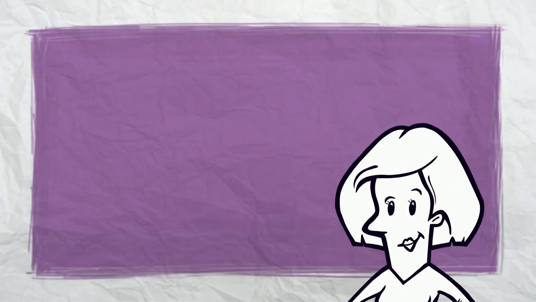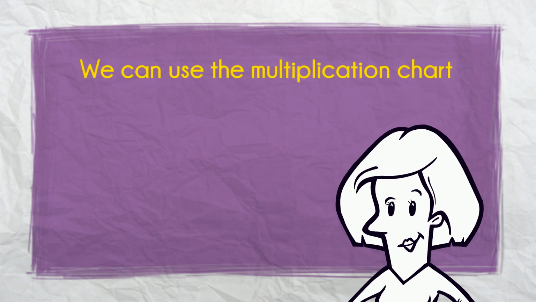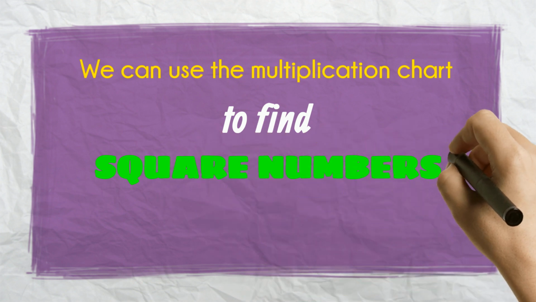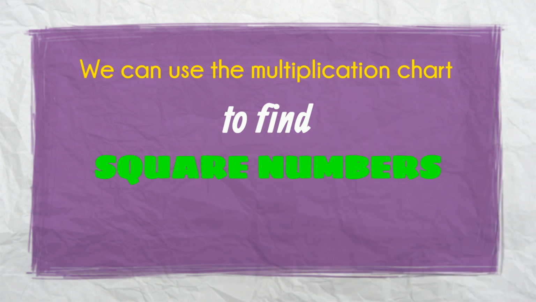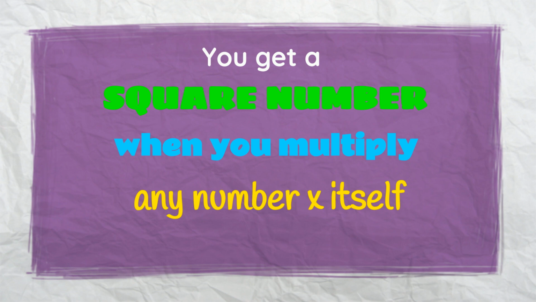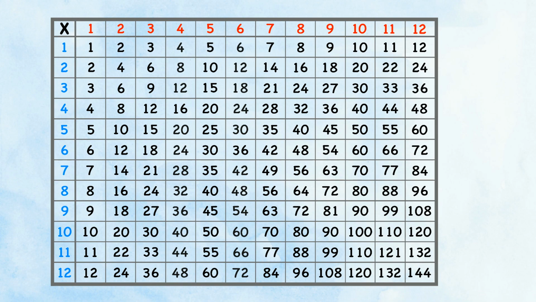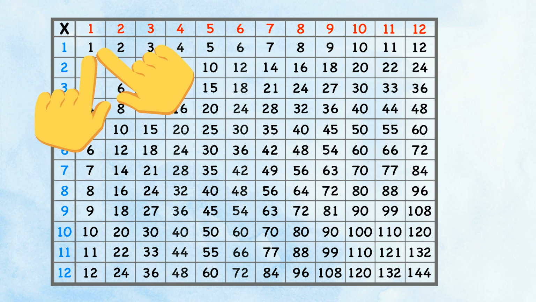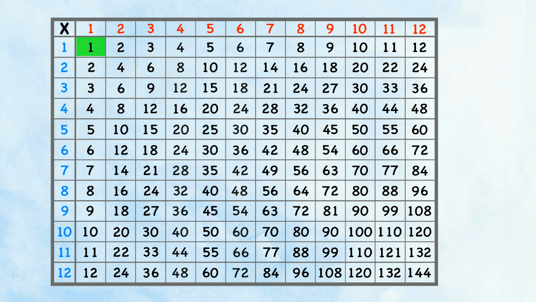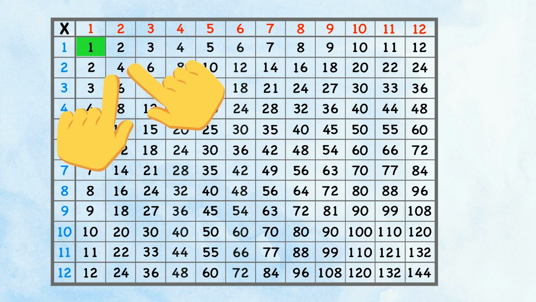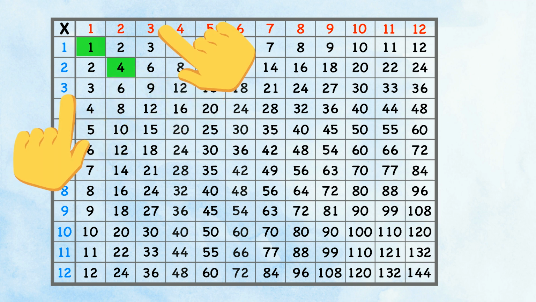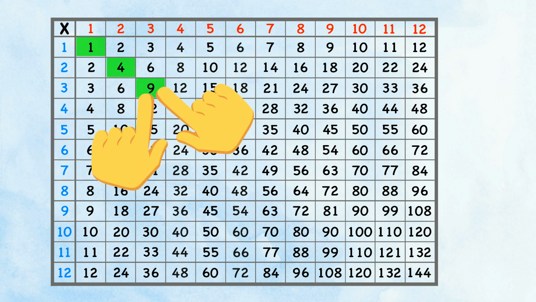Here's something else I like. We can use the multiplication chart to find square numbers. Do you know what square numbers are? Square numbers are cool. You get a square number when you multiply any number by itself. If I multiply 1 by 1, I get 1 as the answer. If I do 2 times 2, I get 4. 3 times 3 gives me 9.